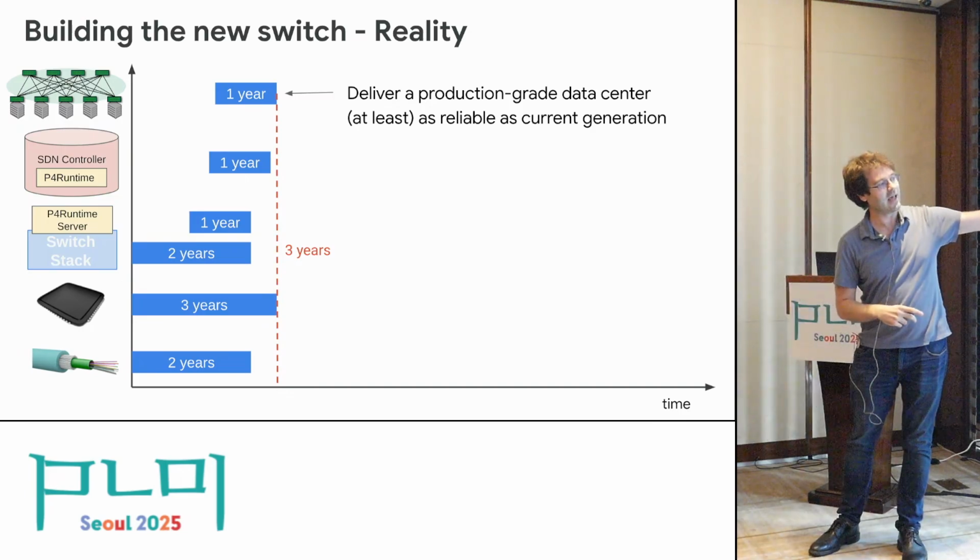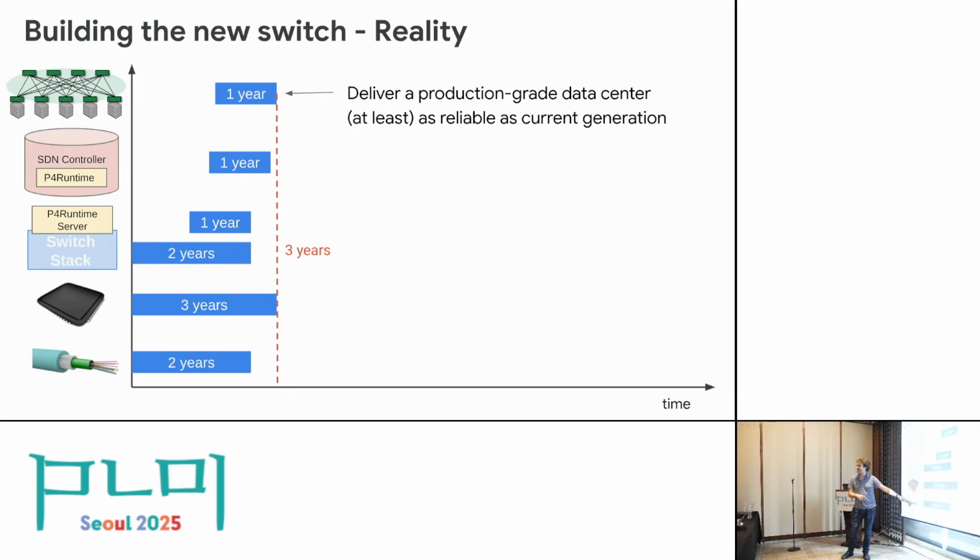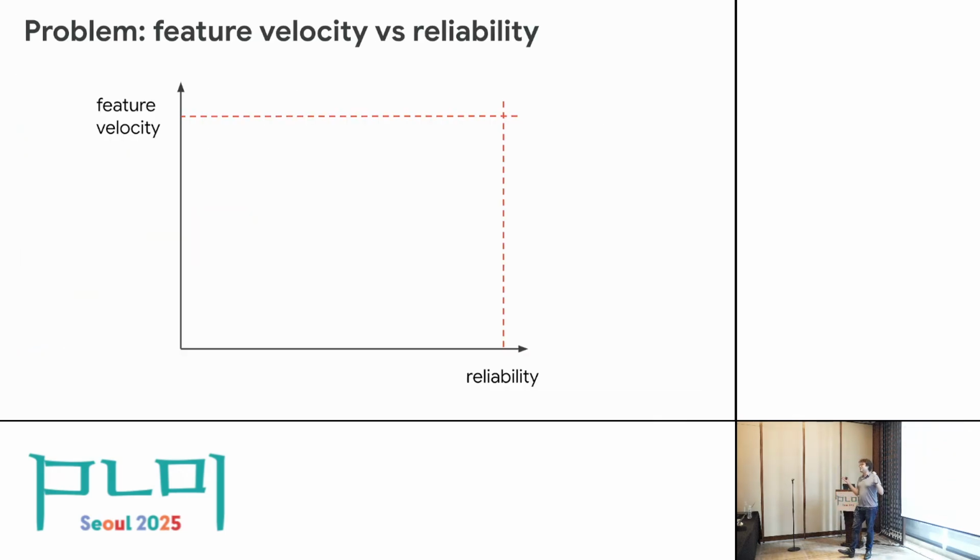And for any given layer now, you have new capabilities that they're figuring out come from below, and new requirements that they're figuring out they need from above, which makes it pretty tricky to design all of these. And in the end, 3 years in the future, you need to deliver this production-grade data center that I told you about that's at least as reliable as the current generation that we've been using for 10 years. So how do you possibly do this?